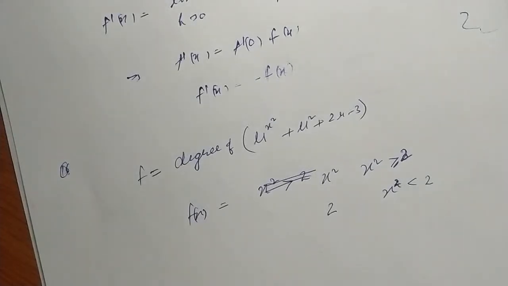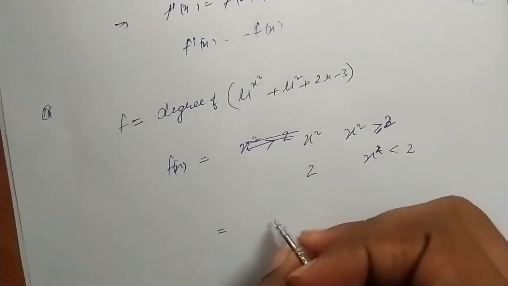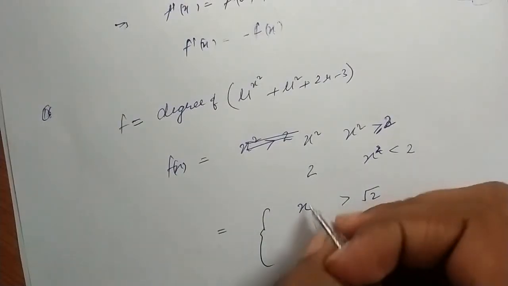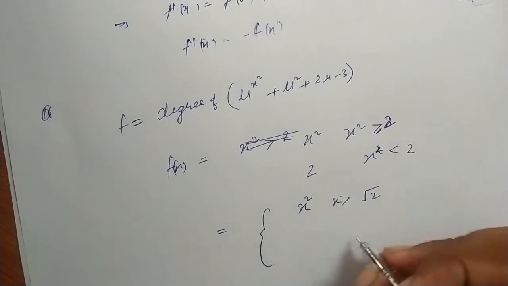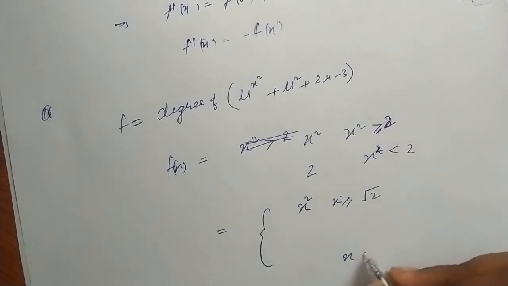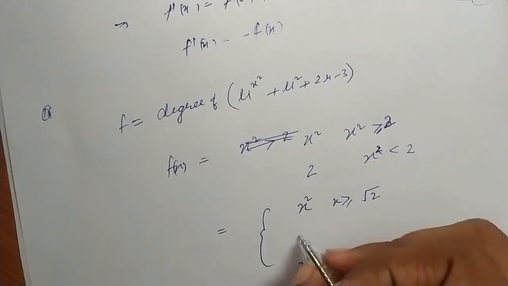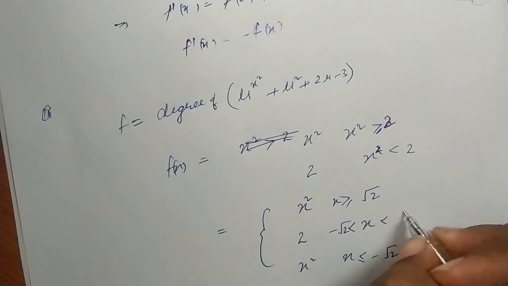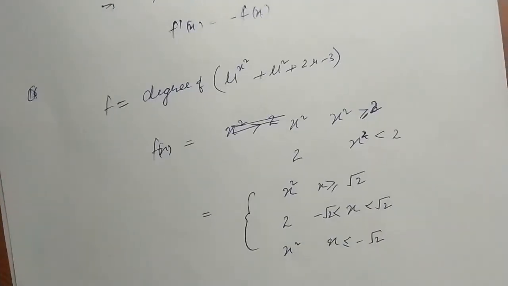Okay, so we get when x is greater than root 2, function will be x square. When x is less than or equal to minus root 2, function will again be x square, and it will be 2 when x is between minus root 2 to root 2. Okay, so let's check its continuity and differentiability.